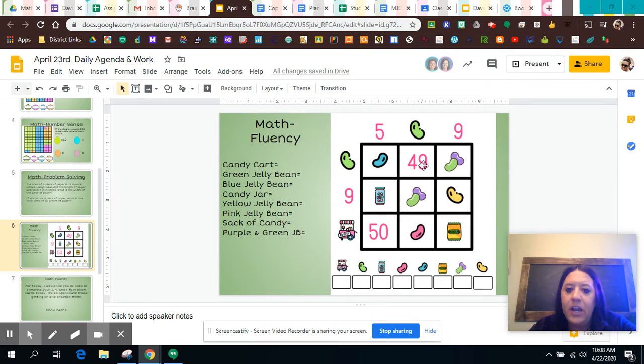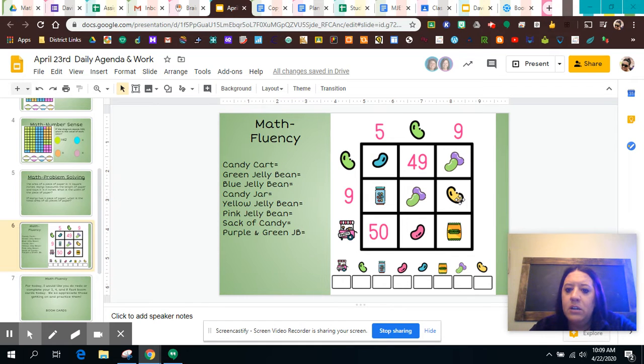And then in here, I have 49. So I know there's a green jelly bean by a green jelly bean. So whatever number I multiplied to get 49, it must be the same digit, because I have a green jelly bean and a green jelly bean. So that's a helpful hint. Then I could multiply 9 by 9, and that would give me my yellow jelly bean.